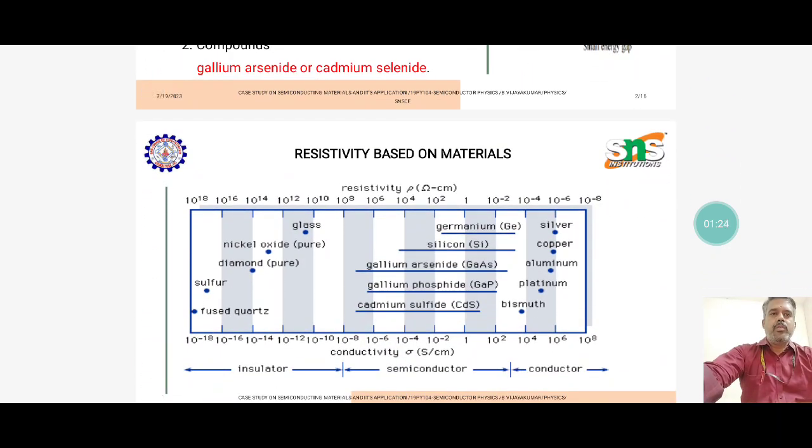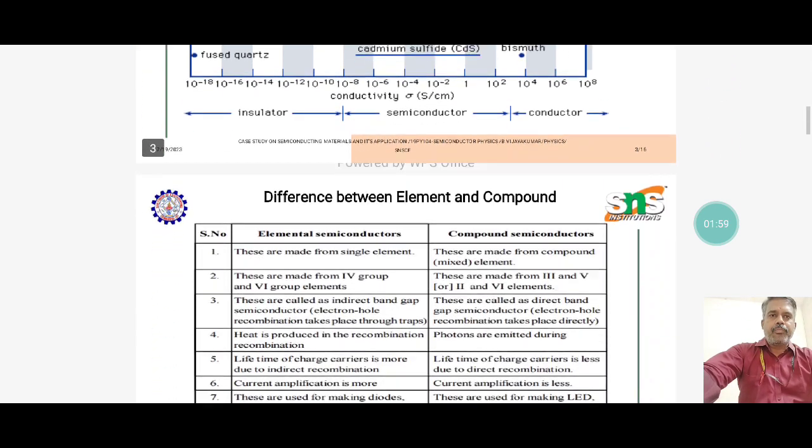The next one, we discuss the resistivity of materials. From this graph, the different materials are shown based on resistivity and conductivity. As the resistivity increases, the conductivity decreases. So materials are classified into three categories based on resistivity and conductivity: conductor, semiconductor and insulator. The semiconductor category is in the middle of these two.